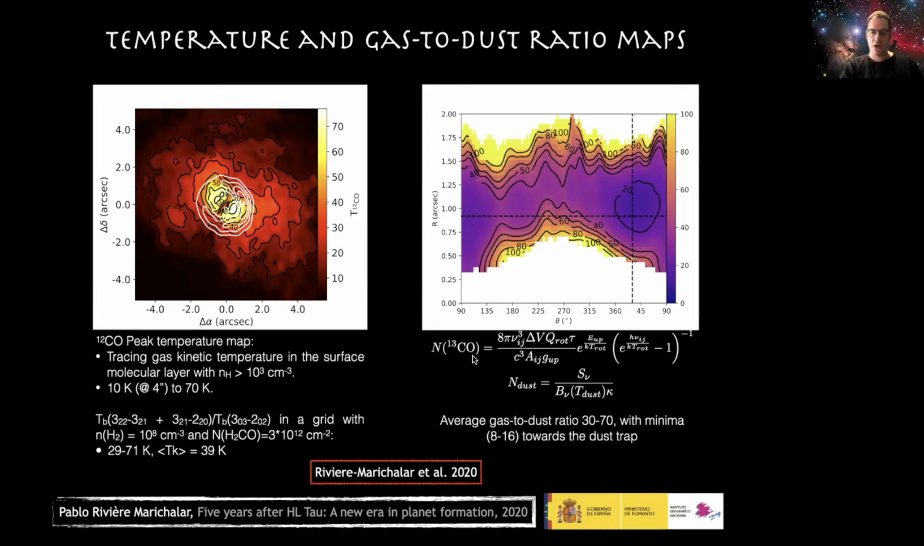And since we also observed 13CO, we decided to create a gas to dust ratio map, which is what we show here. And it's a very interesting map that tells us two interesting things. First, along the ring, we have gas to dust ratios that go from 30 to 70, so well below the canonical 100 value. And also in the dust trap, we reach values as low as 8 to 16.